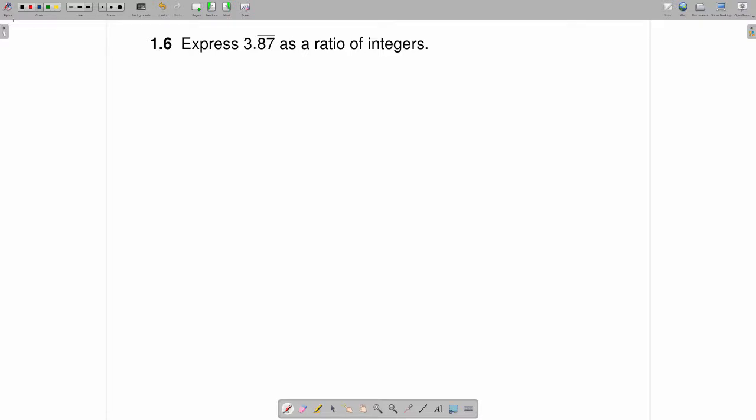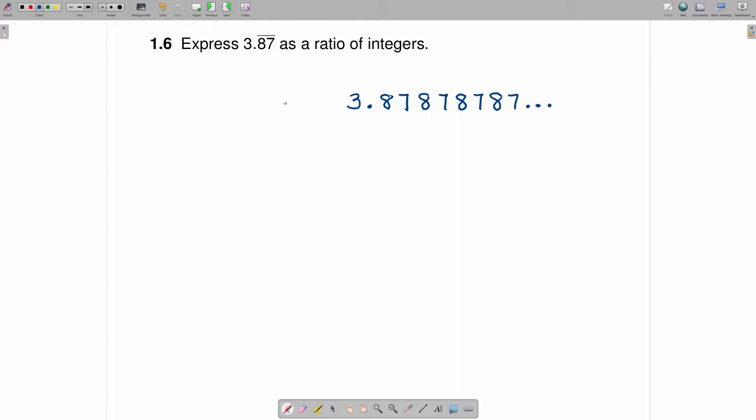Express 3.87 repeating as the ratio of integers. Well, 3.87 repeating looks like this. The 87 with the line over it here means that it gets repeated over and over and over like this. And that pattern will continue.